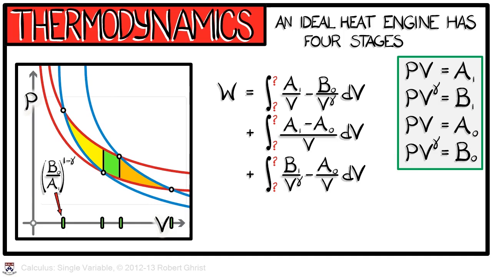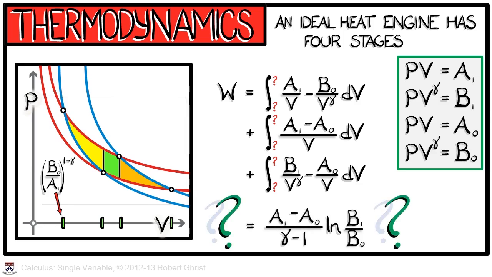You can imagine how much work it's going to take to do and simplify these integrals. That's the bad news. The good news is that the answer at the end is really quite simple. A1 minus A naught over gamma minus 1 times log of B1 over B naught. If the answer is that simple, well, isn't there an easier way to do the integral? There is, but you're going to have to wait to find out.